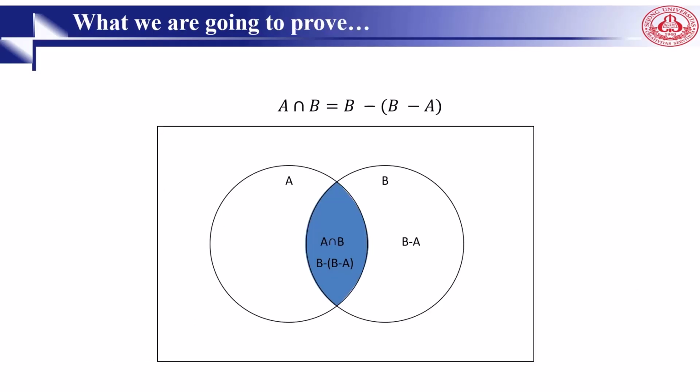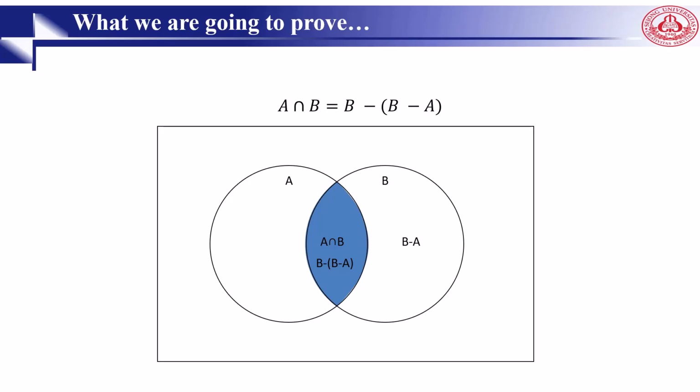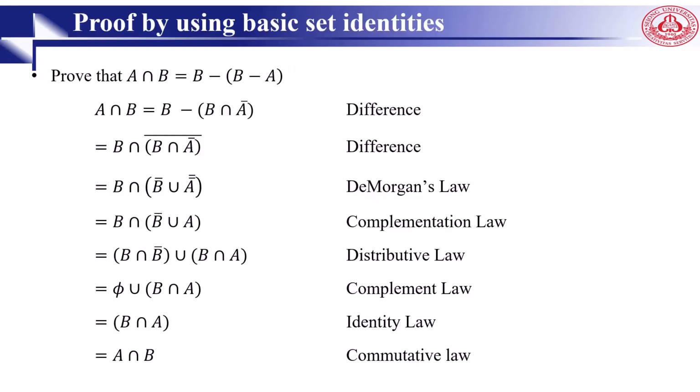Here is what we are going to prove. This is shown in a Venn diagram. We want to say that A intersection B is this part. On the other side, B minus A is this part. Then whole B minus A is again this part. So we want to show that these two are the same. So you can use basic set identities.